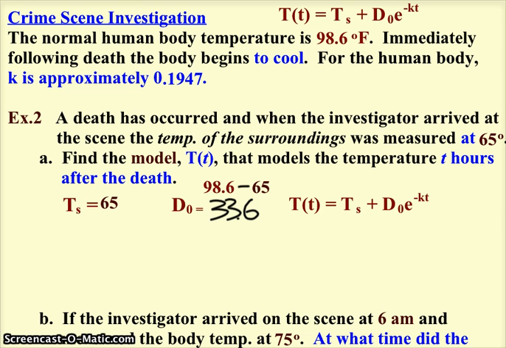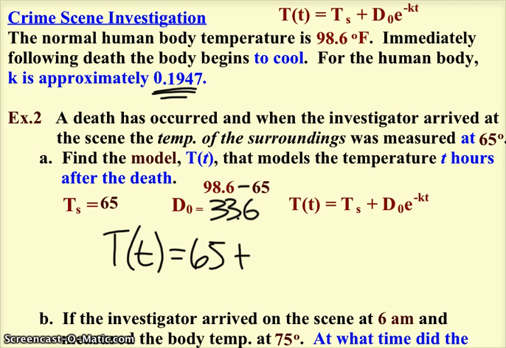Now we do know k. K is unique to the human body. As far as cooling goes, that's the cooling constant for your body, 0.1947. So I have all the information. Actually, it's pretty easy. Just put it all in and set up my model. T of t: the temperature of the surroundings, again 65 degrees, plus D sub 0, the difference between my initial body temperature and the surroundings, 33.6, times e to the negative, with k as a decimal, 0.1947 t. So there's the model.